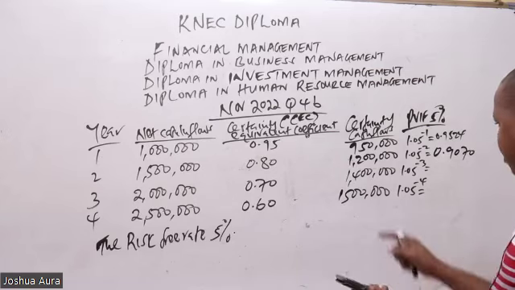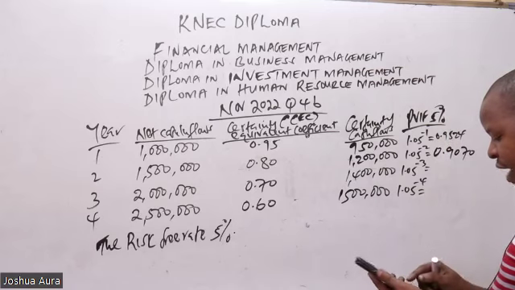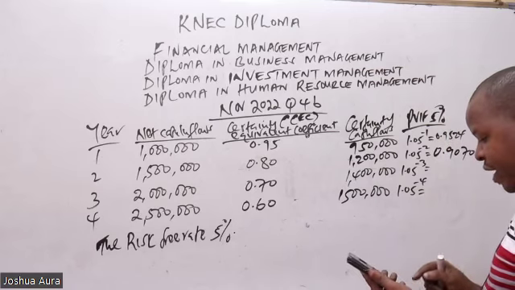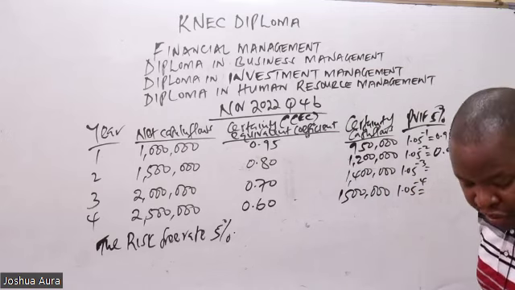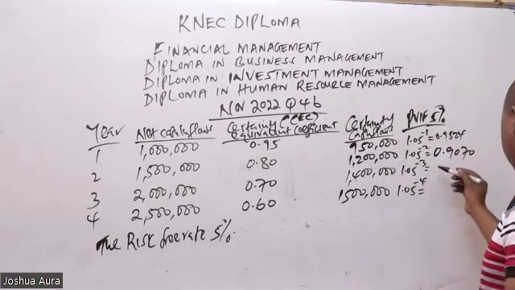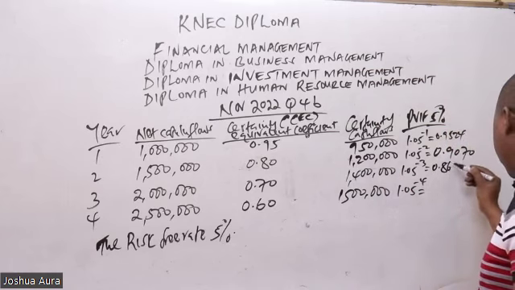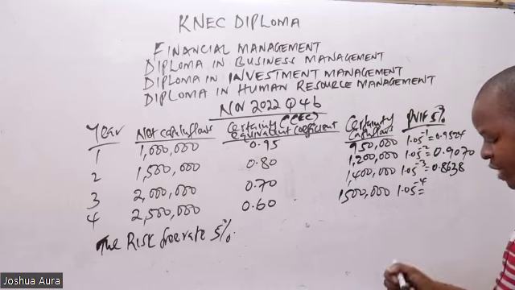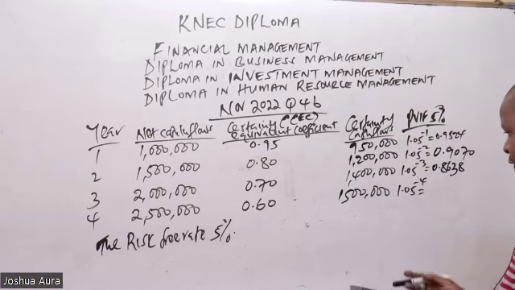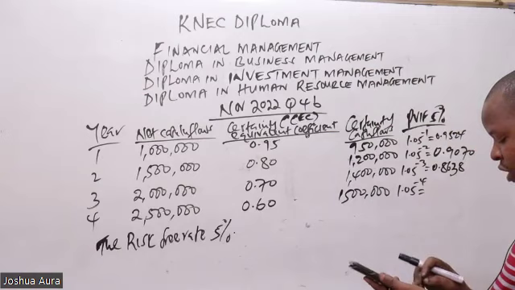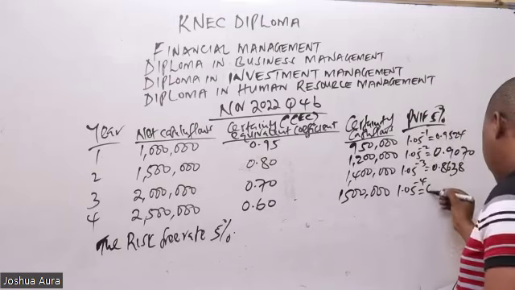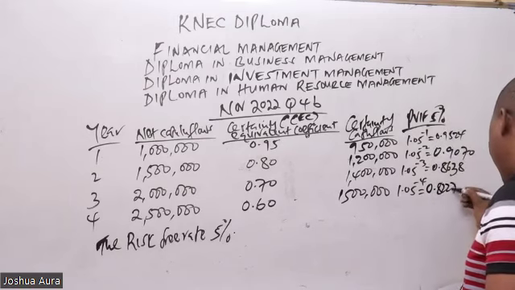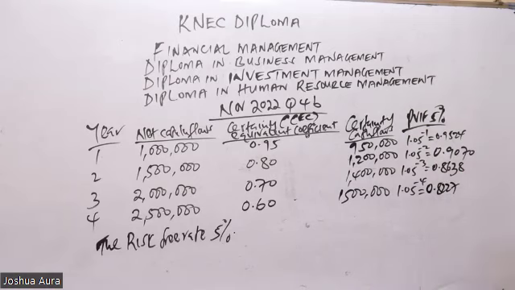What about for year 3? It will be 1.05 raised to negative 3. What are we getting? 0.8638. What about for year 4? It will be 1.05 raised to negative 4. What are we getting? 0.8227.